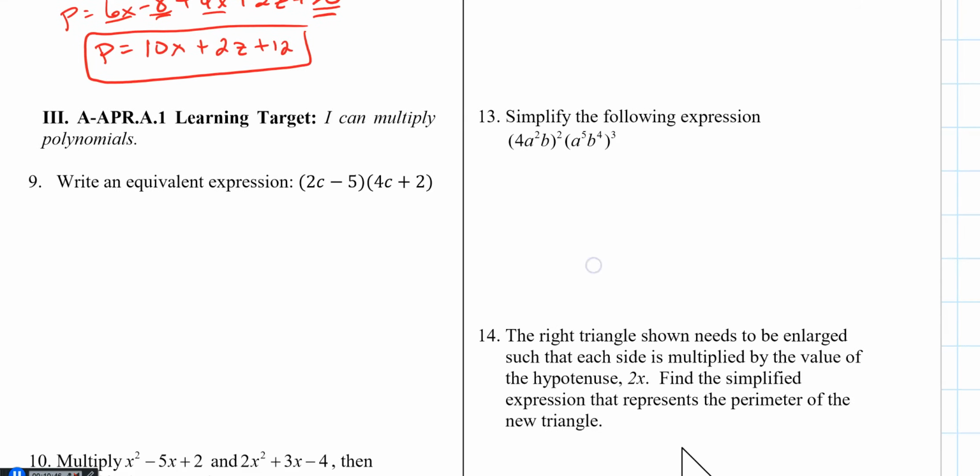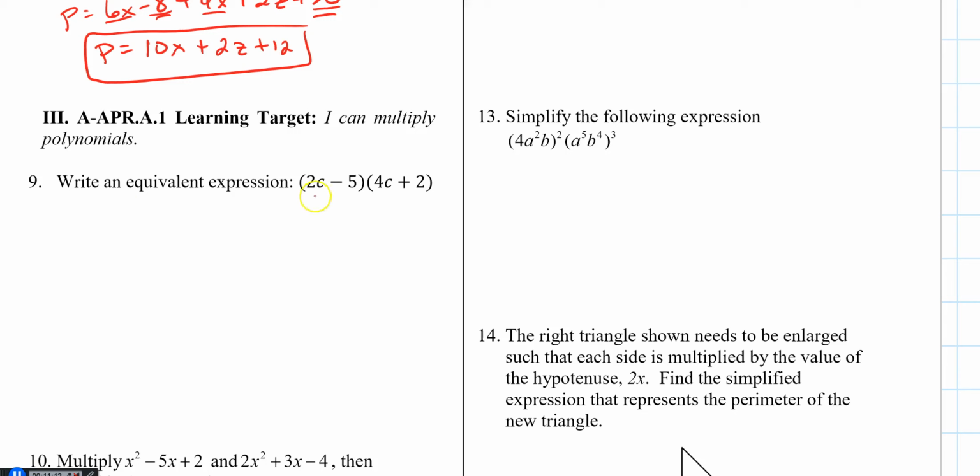Number 9. 9 and 10 are both multiplying polynomials. We're just going to be doing either one of the methods that we talked about, either distributive property, the box method, which we called Punnett square, or FOIL. So you can use any method you want. I'm going to show one example of each. So for number 9, write an equivalent expression to 2c minus 5 times 4c plus 2.